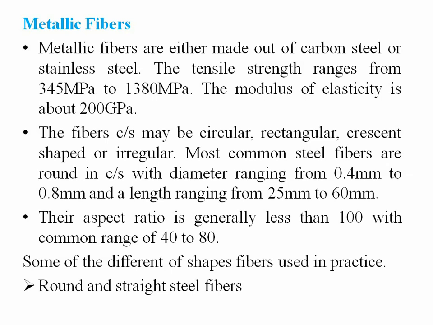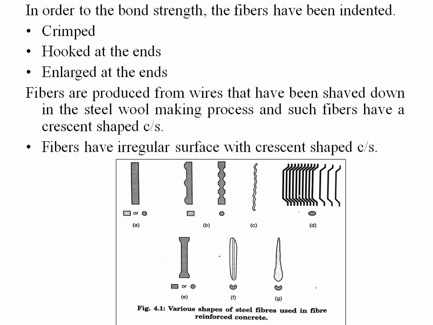Some of the different shapes of fibers used in practice are round and straight steel fibers, and in order to increase the bond strength, the fibers have been indented, that is crimped fibers, hooked at the ends, or enlarged at the ends. Here you can see the hooked fibers, and these are the hooked fibers which are enlarged at the ends. These types of fibers are used to increase the bond strength. Usually we won't get that increased bond strength in straight fibers.